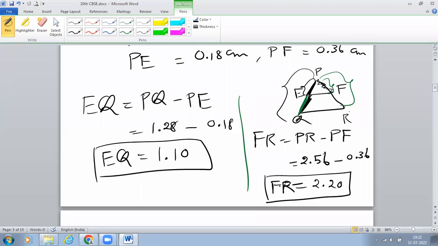Without the rough diagram, it is not easy to do the sum. Please draw the rough diagram, because they have given the triangle PQR and E, F are points on the sides PQ and PR. With the help of the diagram only we can find the unknown.